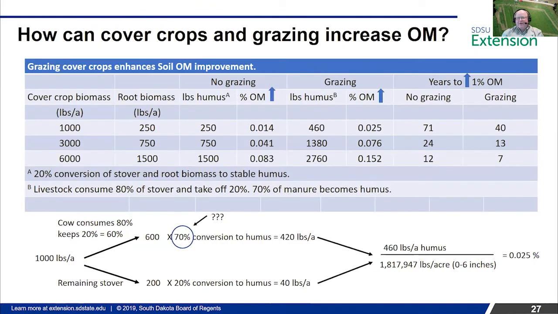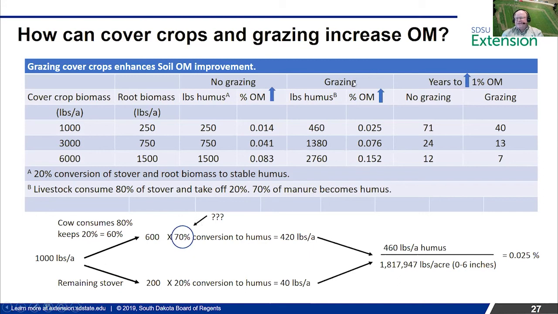Now, how can cover crops and grazing increase this organic matter? Well, I've tried to take a look at this too, and there's some big assumptions here, but let's look at 1,000, 3,000, and 6,000 pounds of material. There's that much root. There's this much pounds of humus in the no grazing, and these are how much we're increasing organic matter. If we graze it, we're running that through a cow, and you can see I've used a 70% conversion factor here, what goes through the cow.